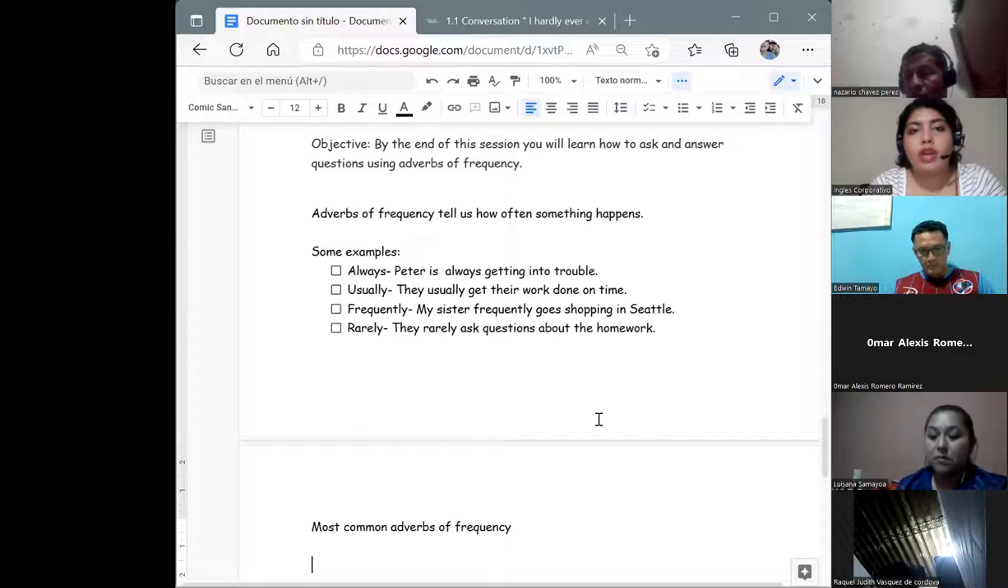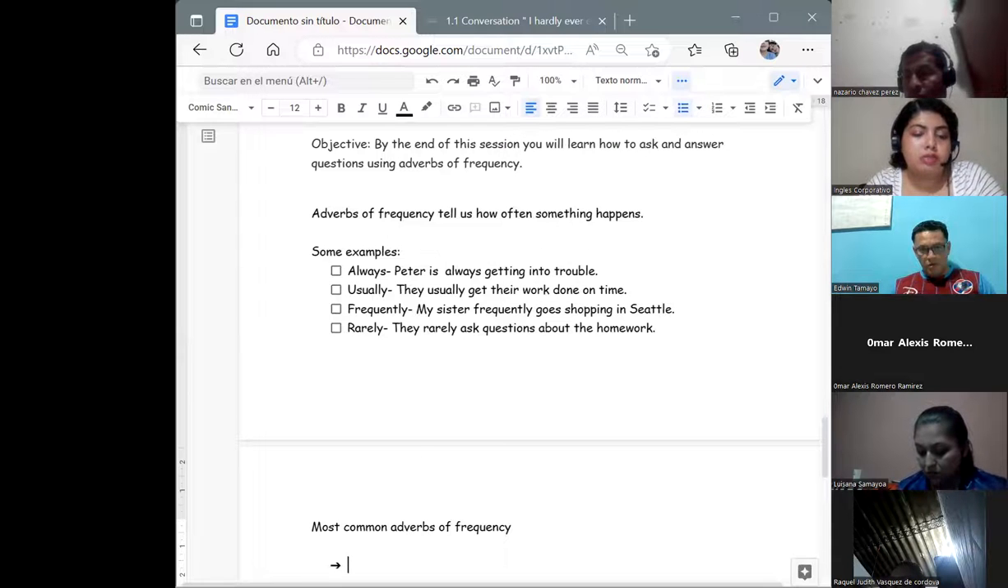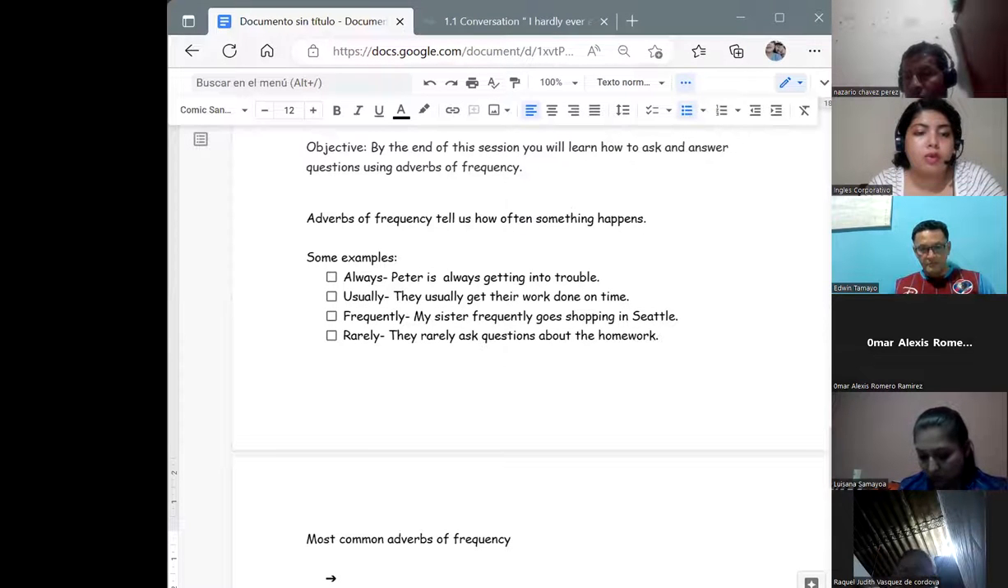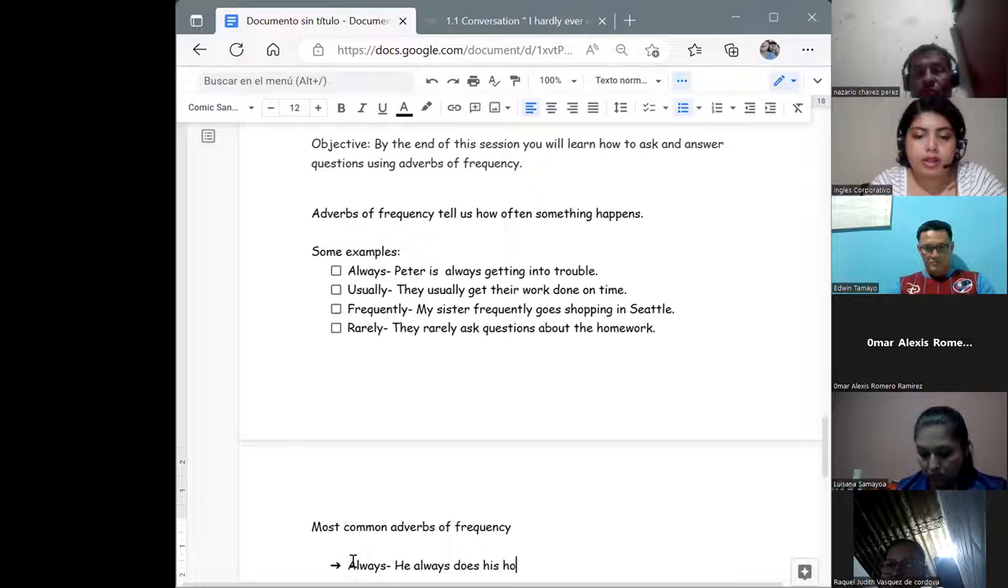Vamos a comenzar con el de siempre, always. Es el que más, ¿verdad? Y nos habla de que pasamos más tiempo haciendo algo con esto. Always. And we have an example. He always does his homework.